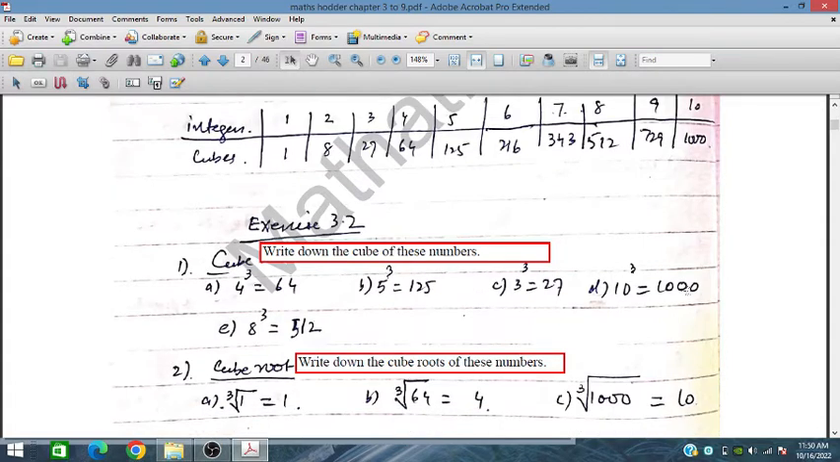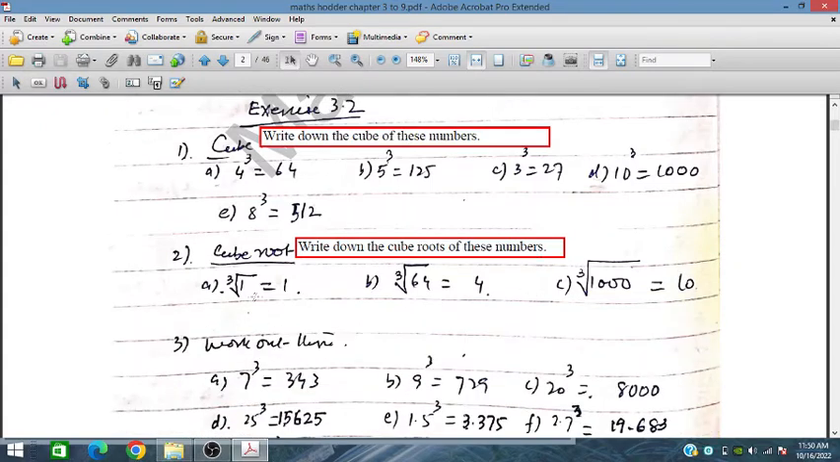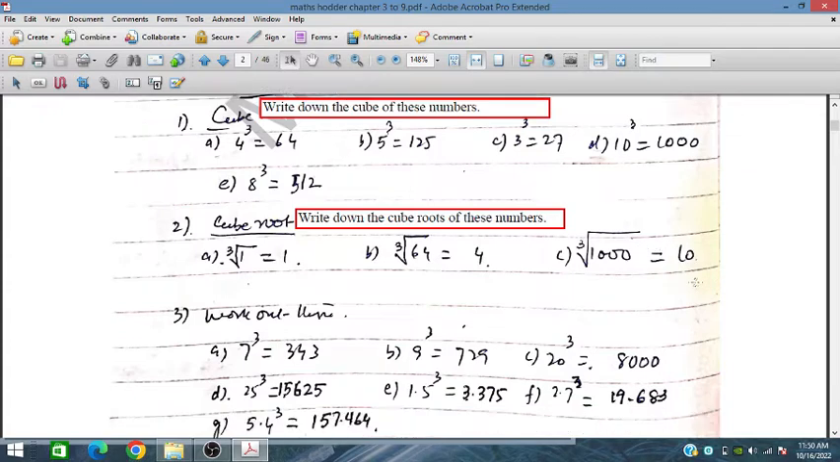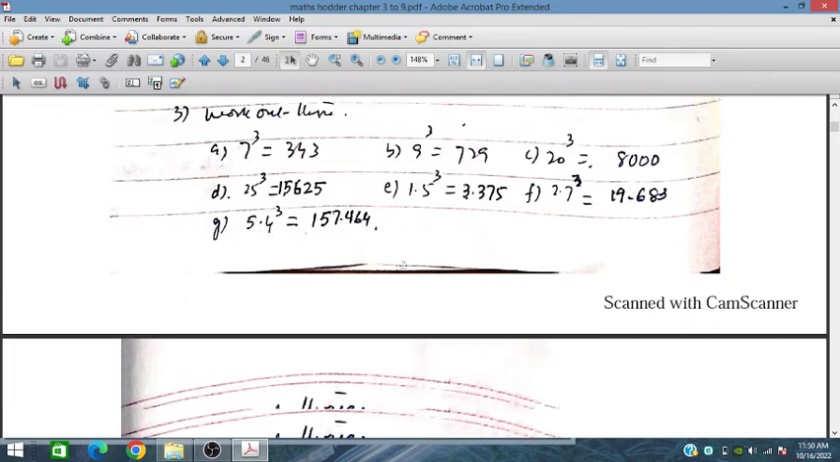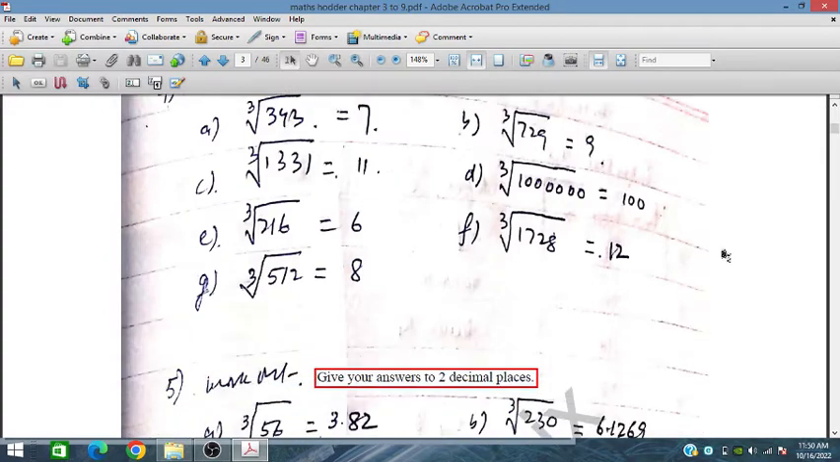10 to the power 3 is 1000, 8 cubed is 512. Similarly for this one, the cube root of 64 is 4, and the cube root of 1000 is 10. Similarly, 7 cubed is 343, 9 cubed is 729, 20 cubed is 8000, 25 cubed, 1.5 cubed, and similarly for the other numbers. Work out these.